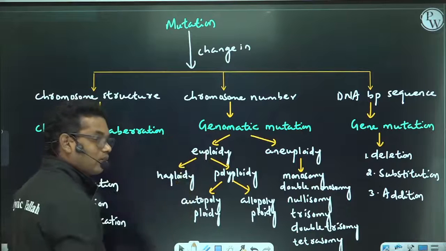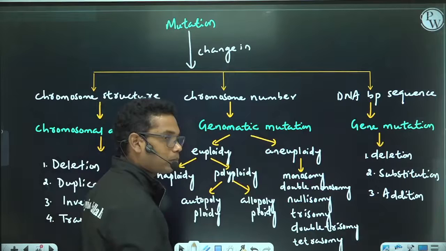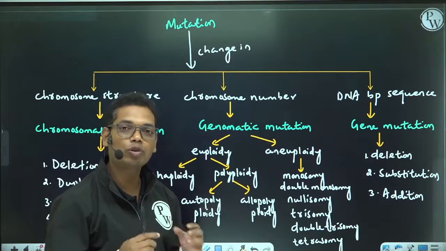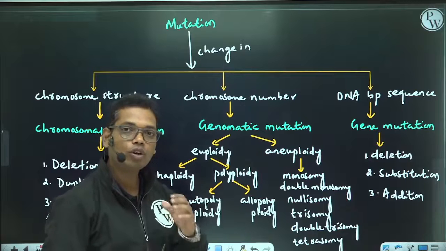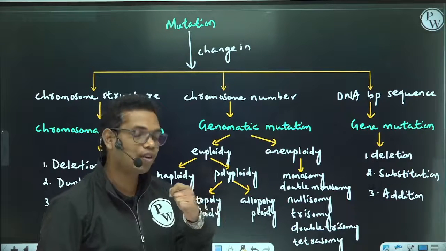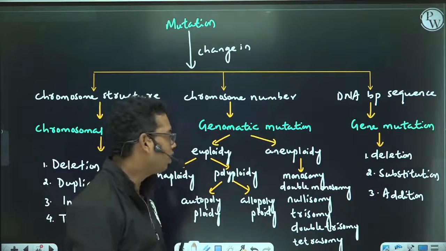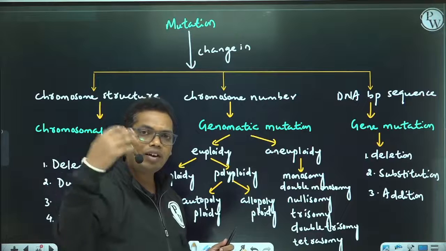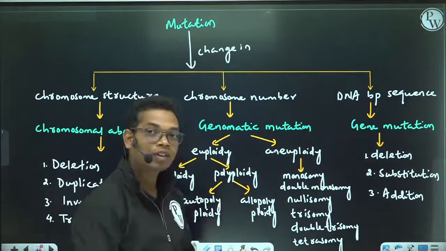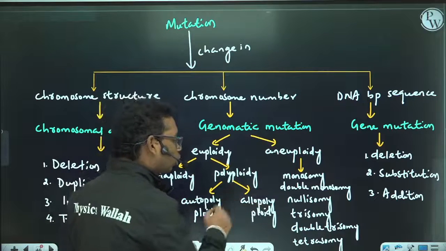Euploidy is of two types. One is haploidy, another is polyploidy. Suppose there is an individual that is diploid, that means every chromosome is present twice, and if you lose one copy of every chromosome, that diploid individual will become haploid. And if you increase the chromosome number of every chromosome, that will become polyploid. And polyploid is again of two types, autopolyploid and allopolyploid.